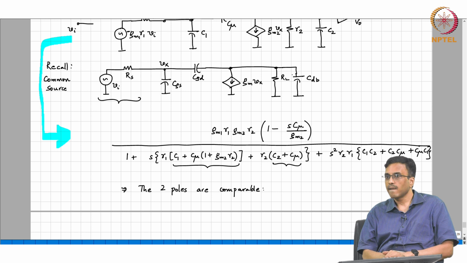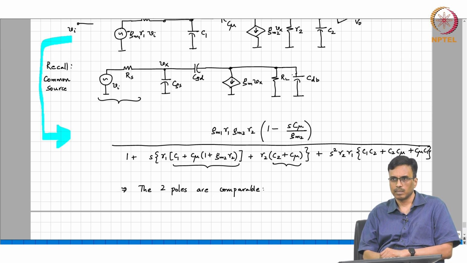We have done this before, right? You have a two pole system where both the poles are at the same location. What comment can we make about the closed loop system? Yeah, but what is the problem?